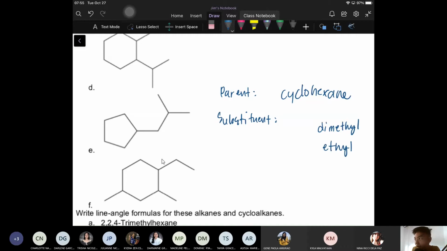Bakit naging ethyl yan? Kasi we have 2 carbons here. 2 carbons, ang prefix na gagamitin ay eth, no? So, di ba, meth, eth, prop, but, then Greek prefixes. Okay, so since 2 carbons to, we will use the prefix eth, no? And since this is a substituent, ang suffix niya ay il. So, ethyl.